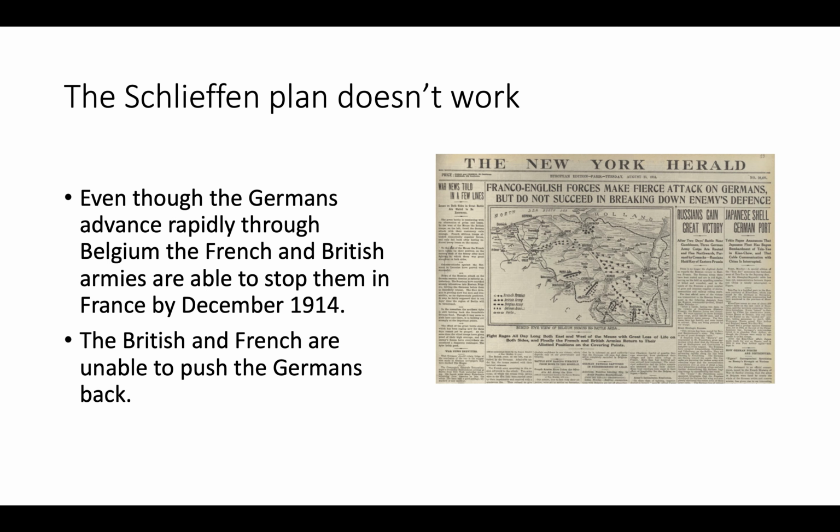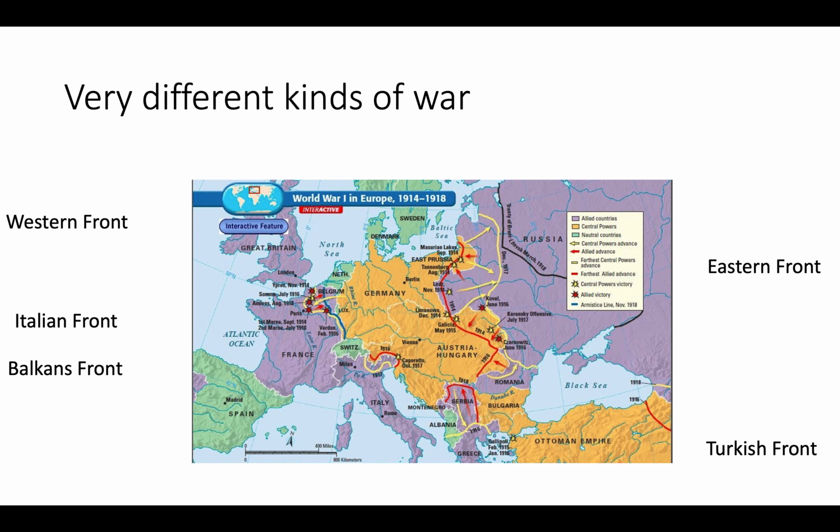The British and the French are able to stop the Germans coming through, but they are unable to push back the Germans. And we're going to find out why the British and the French were unable to push back the Germans, and why the Germans weren't able to push the French and the British back, today.